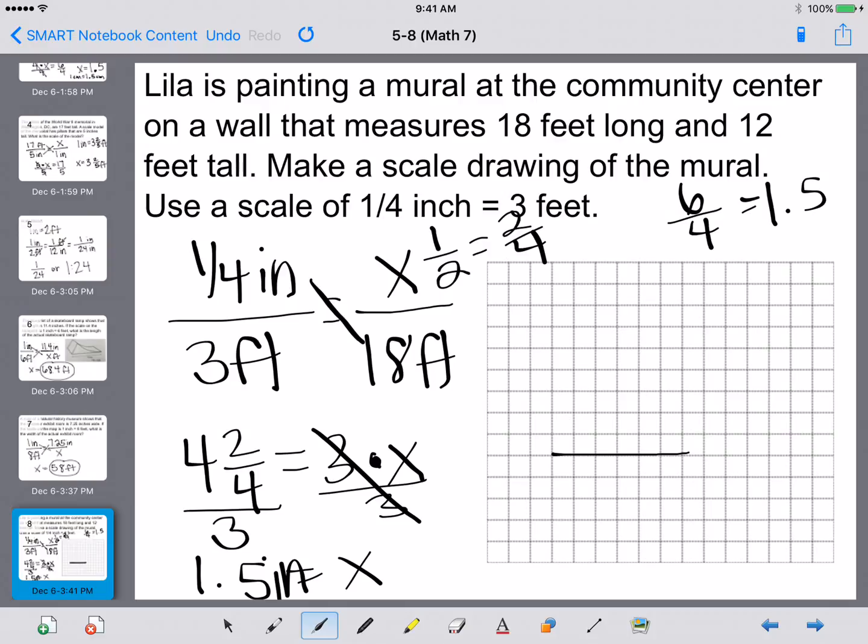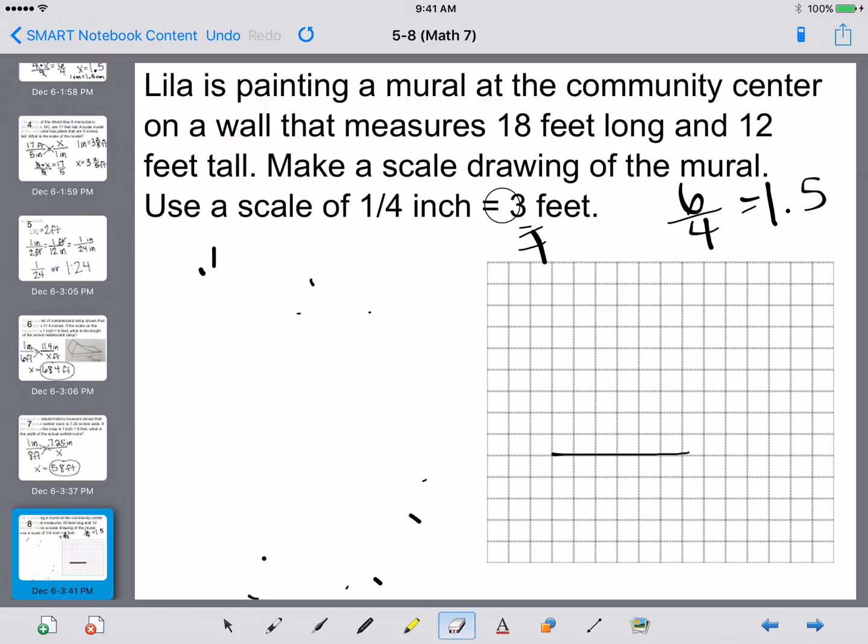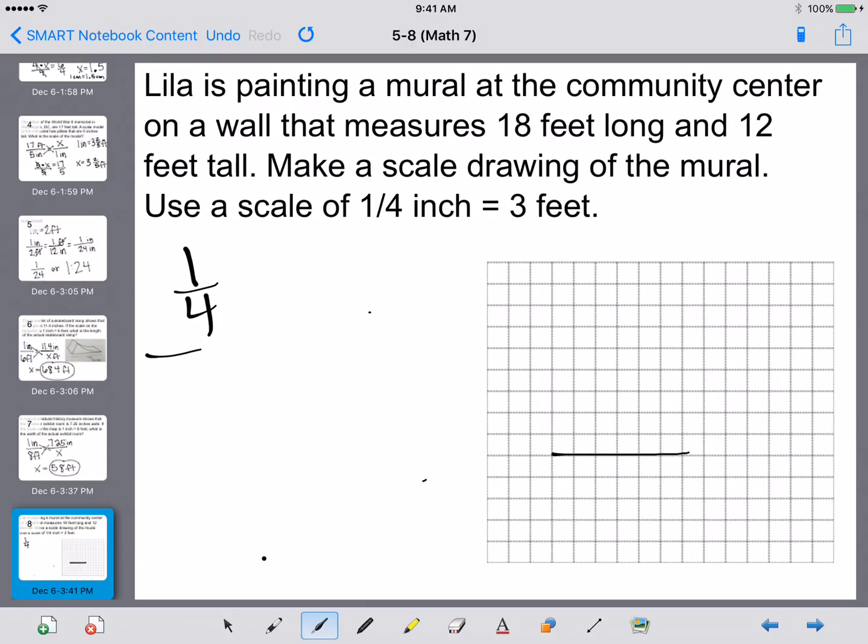Perfect. And now we need to figure out the height in order to be able to make this work out. So we're going to try to erase, and this doesn't like me as much as my smartboard does. So let's just erase everything we can. And we need to figure out what that height is. So first things first, we got our scale of 1/4 inch to 3 feet.